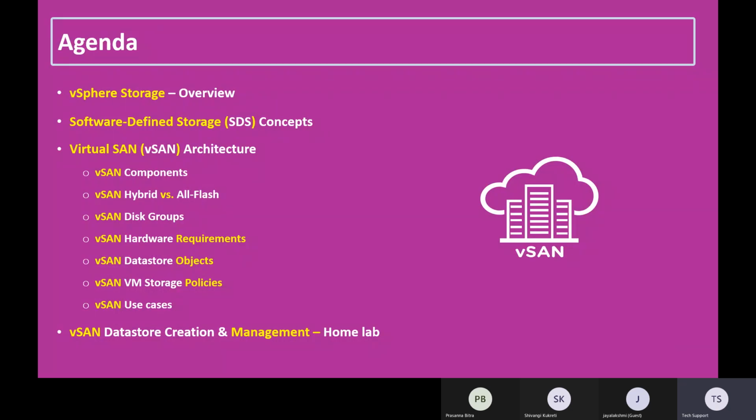virtual SAN architecture. Within our virtual SAN architecture, there are some key concepts, which include vSAN components, vSAN hybrid versus all flash, virtual SAN disk groups, and virtual SAN hardware requirements. Before we configure the virtual SAN, what is the main hardware requirement? And also vSAN datastore objects. What are the main datastore objects in virtual SAN? And vSAN virtual machine storage policies. This is also one of the key concepts in vSAN architecture. And finally, we can conclude with the virtual SAN use cases. Virtual SAN use cases, we have plenty of use cases.